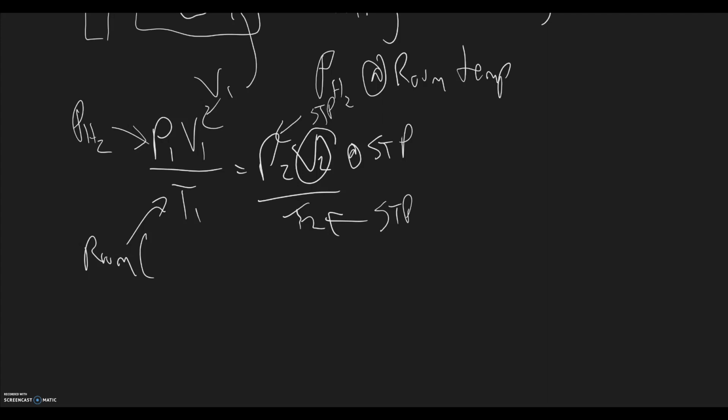Now remember, make sure you convert your Celsius into Kelvin, and make sure you do the same thing over here. Also, since the pressure could be in atmospheres or millimeters of mercury, make sure that the pressure of the hydrogen gas, P2 and P1 all have the same units, either atmospheres or millimeters of mercury. So again, you're going to solve for V2.